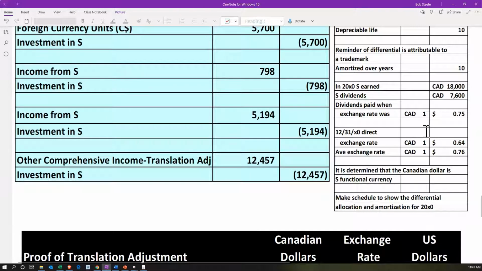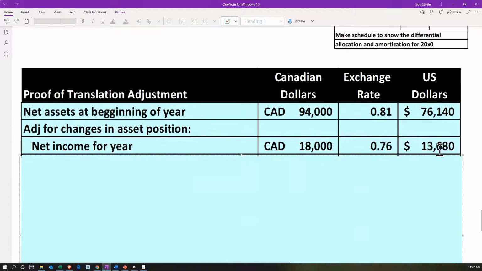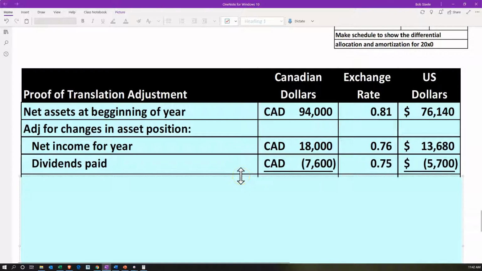We're going to use the conversion rate. Which rate are we going to use to convert the net income? We're going to use the average rate because the income represents what happened over a time frame, a beginning to the end. Therefore, we're going to use some type of percent representing that entire time frame, that being the average of 0.76 to get to the 13,680.